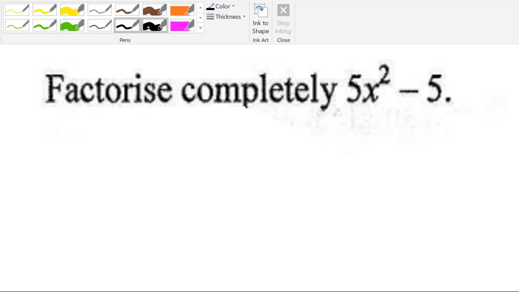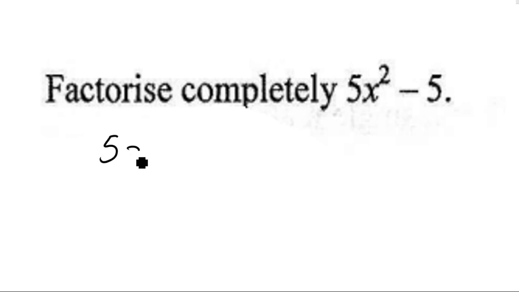Factorize completely, and they want us to factorize 5x squared minus 5. So you are first of all going to write 5x squared minus 5, and we have to factorize this. Factorizing simply means you find a number, a value or an expression that can be divided into both terms, that is, into 5x squared and also into 5. In other words, something common.